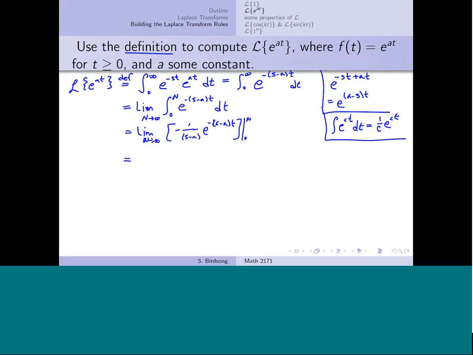All right, so now we need to plug in and then take a limit. So when we plug in here, when we plug in capital N, pretend that was an infinity, plug in capital N, we'll have negative 1 over s minus a, e raised to the negative s minus a times capital N minus, well, we're going to have another minus, so it's really going to turn into plus. And when t equals 0, this whole exponent will be 0, and the e term will turn into 1. So you really just have the 1 over s minus a at the end.